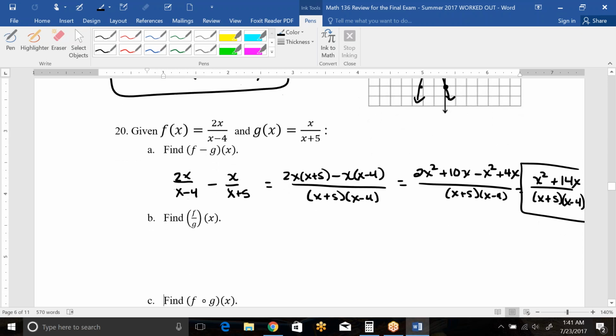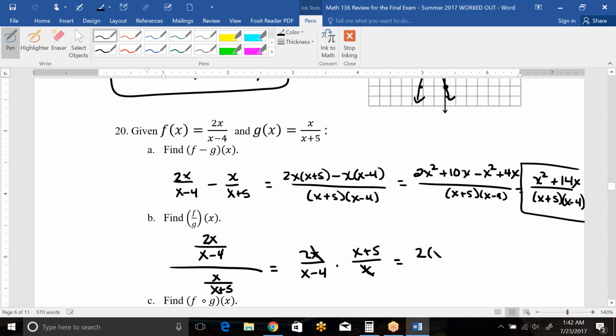For f over g of x, we need to stack this as a division problem. So 2x over x minus 4 all over x plus 5. We would simplify this by multiplying by the reciprocal of the bottom. And because these are monomials across right here, we can cancel out the x. So this would be 2 times (x plus 5) over x minus 4.